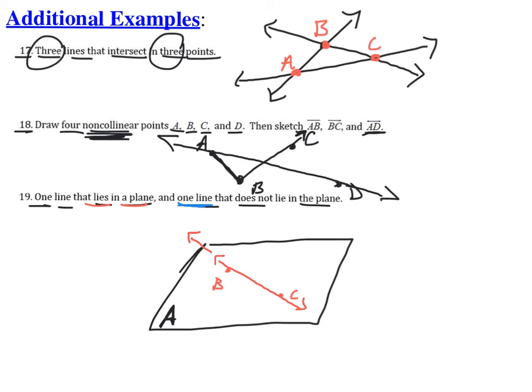Next thing I need to add, though, is one line that does not lie in the plane. So let's draw another line over here. And I'm going to clearly put it away from the plane to show that it's not near it, it's not in it clearly, and it's definitely not going to intersect it. So we have line DE that is not in the plane, and then you have line BC that clearly is in the plane.